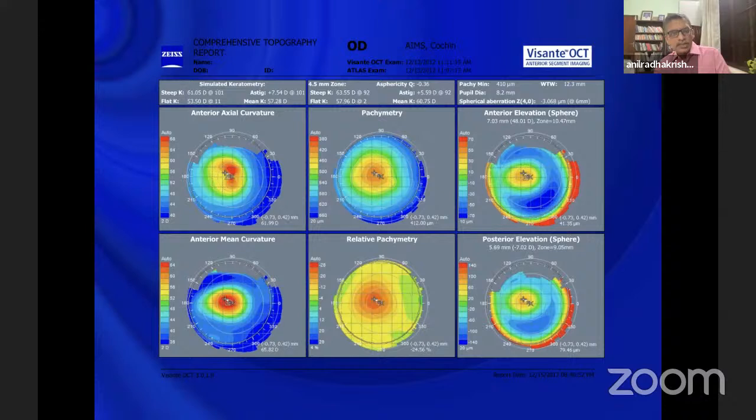This is suggestive of, as you see here, you can see the curvature data, the colors corresponding to say 58 or more than that. Then pachymetry values, crowding of colors, both in the pachymetry map as well as the relative pachymetry map. Anterior elevation more than say 50 microns. Posterior elevation again more than 60 or 70 microns. Everything suggestive of keratoconus. In the interest of time, I will conclude it now.